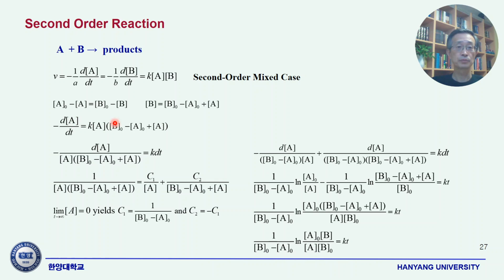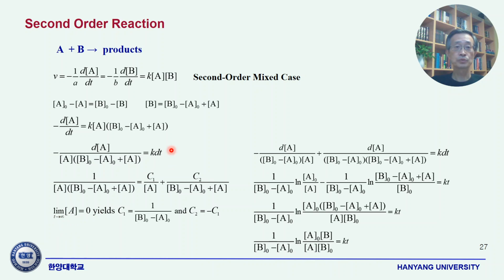So this is an ordinary differential equation only for A. We rearrange that: minus dA over A times (B naught minus A naught plus A) equals k dt. This looks like second order in A, but it is a kind of fraction. So you divide this fraction into two parts, and the separation coefficients are C1 and C2. Then find them.